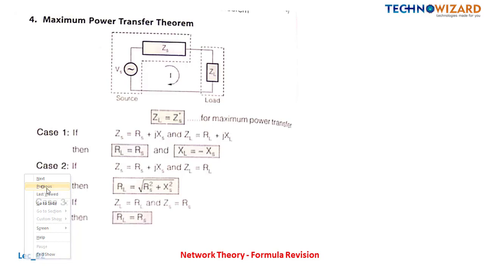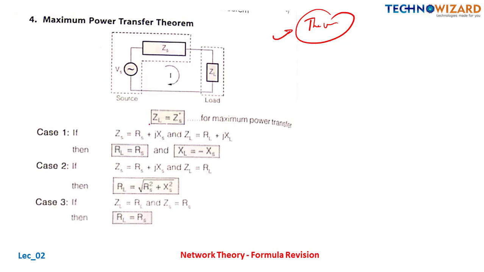Now the next important theorem is the maximum power transfer theorem. First of all, we have to apply Thevenin here. After applying Thevenin, for maximum power transfer, the ZL, the load impedance, will always be equal to the source impedance. Remember this. Okay, so there are three cases.